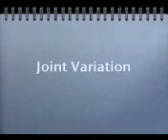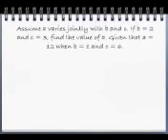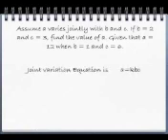Joint variation. Assume A varies jointly with B and C. If B is equal to 2 and C is equal to 3, find the value of A, given that A is equal to 12 when B is equal to 1 and C is equal to 6. The joint variation equation is A is equal to K B C.